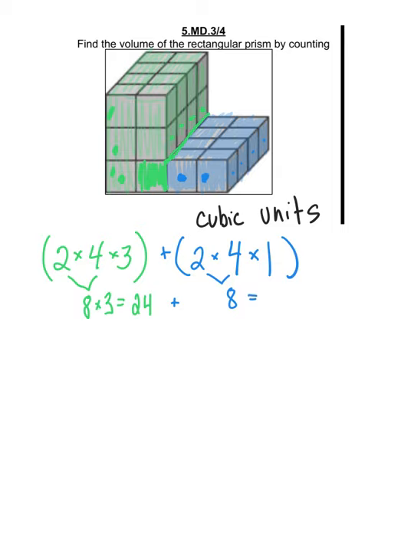And 24 plus 8 gives me, let's see, 24 plus 6 gives me 30. Plus 2 more gives me 32 cubic units. When you're writing your units for volume, you can write it U to the third power, and this is kind of like a code that means cubic units.